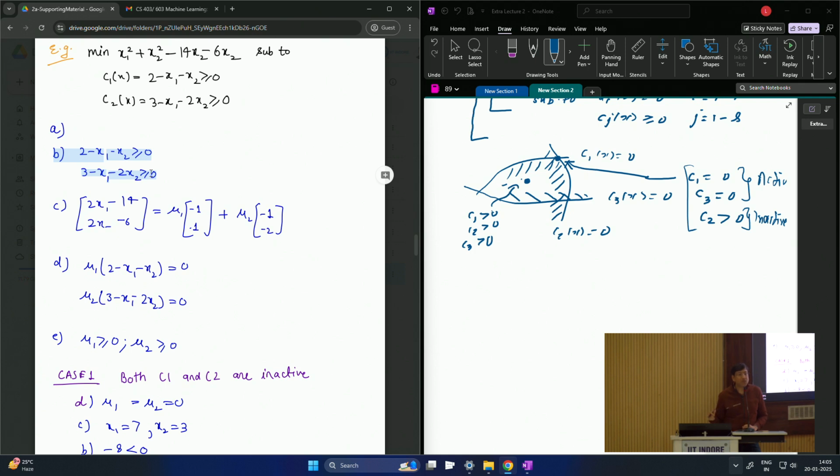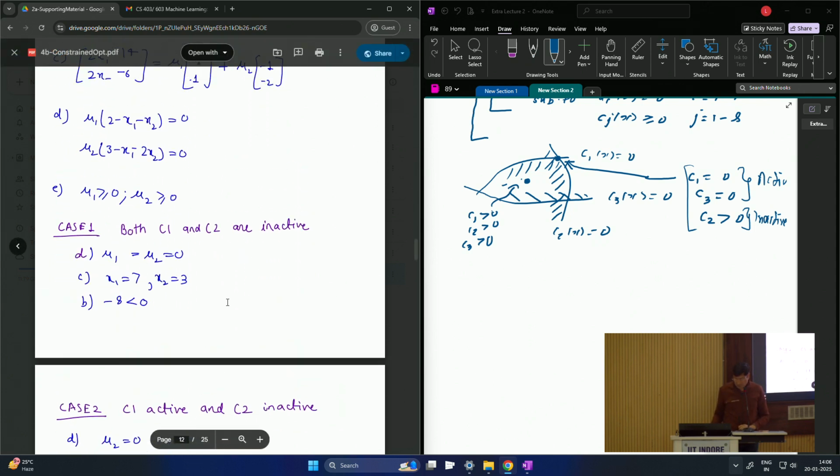How many cases do we have if let's say we have got n constraints? How many cases will we have? 2 to the power n, because for every constraint it will be either active or inactive, and you'll multiply that. Correct? So here there were only 2 constraints, so the number of cases are 2 to the power 2, which is 4 cases. Okay, so now one case you do it and tell me what do you get. So the next case you do it, I'll not show you the answer.